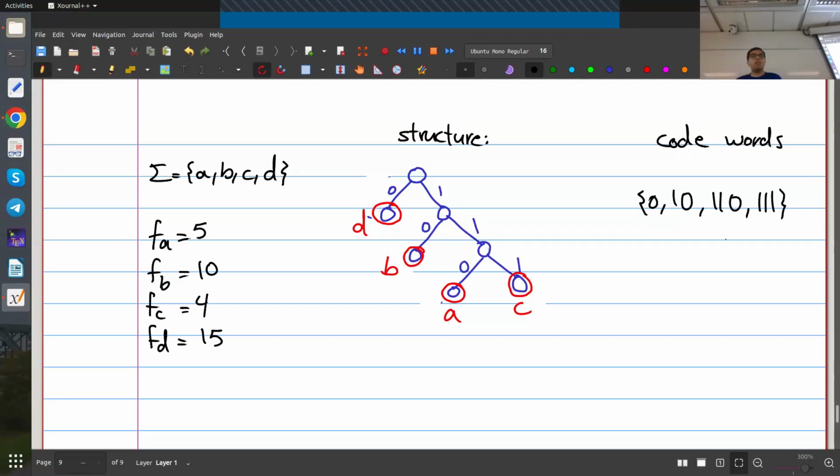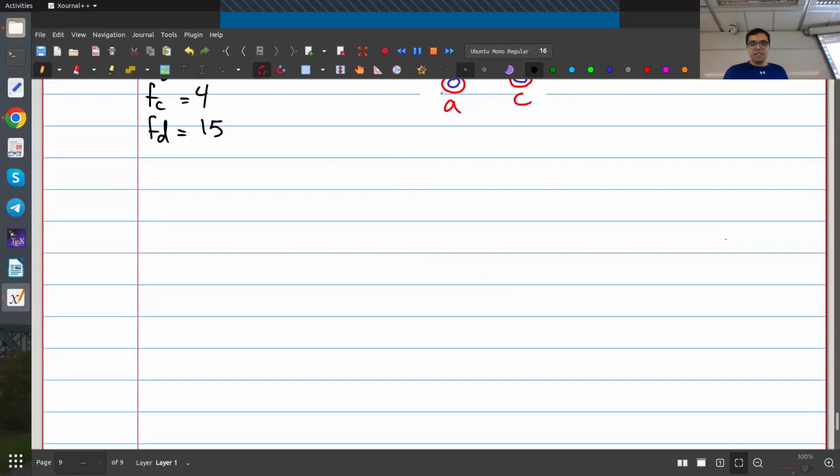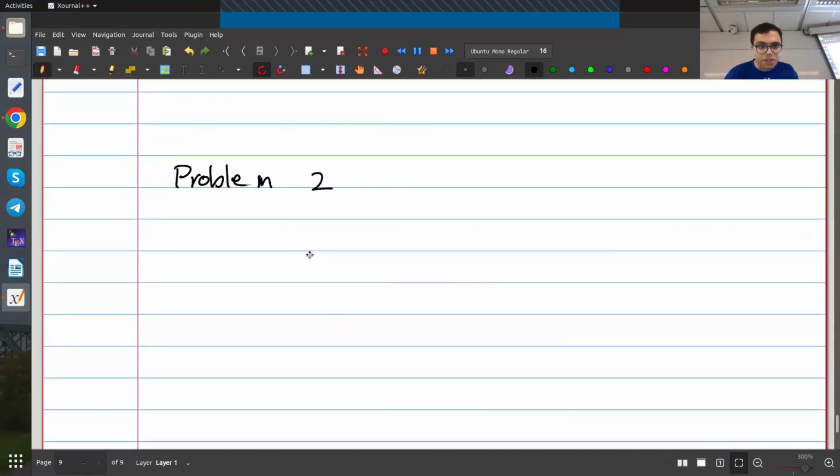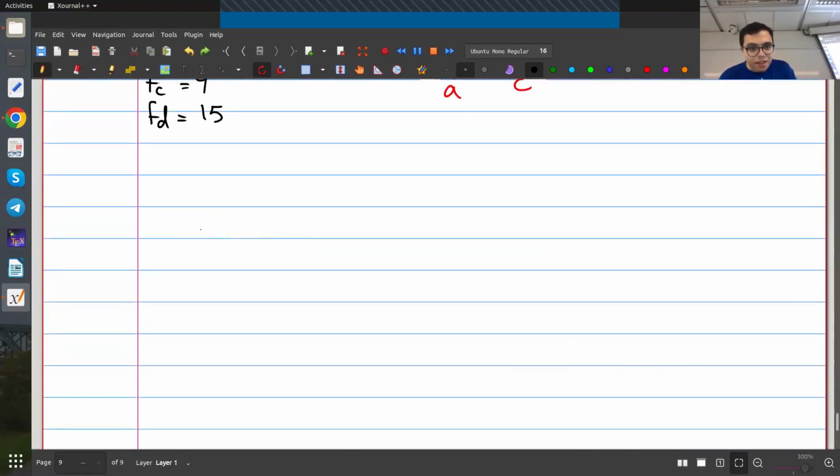Okay. But what if I don't have that? What if I don't give you the tree? I just give you the letters and the frequencies of all the letters. And I tell you, find the optimal tree and find the optimal assignment of letters to nodes in that tree. Okay. So this is our actual coding problem. So let's call this problem 2. Did I call the previous one problem 1? No, I called it first problem. Okay, so I have to call this one second problem.